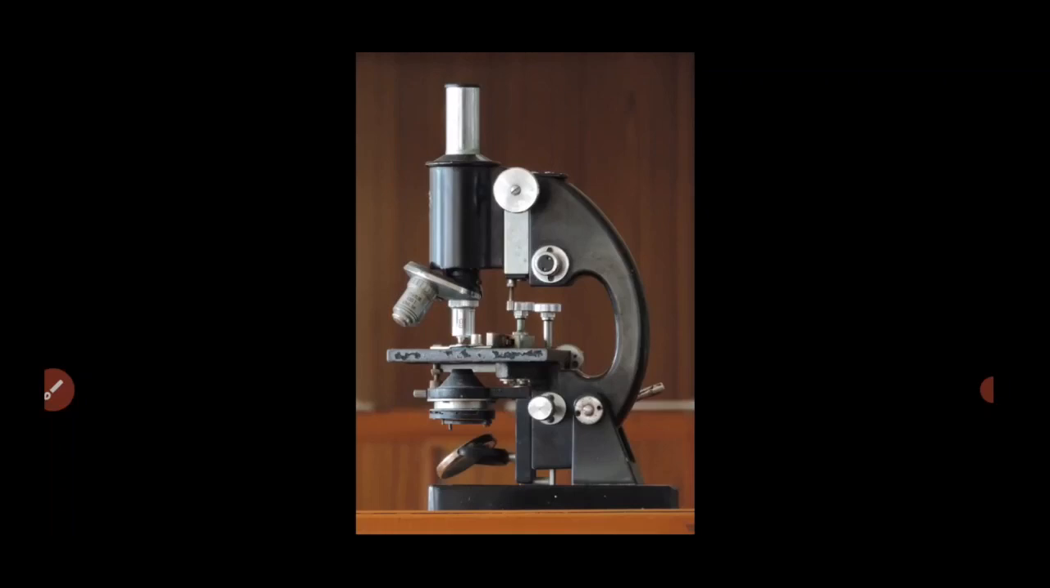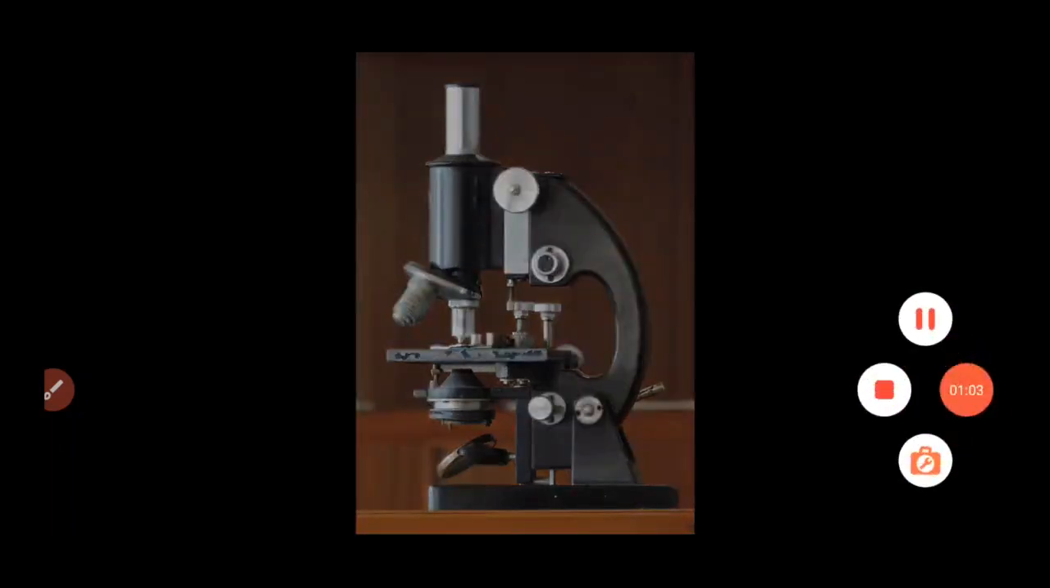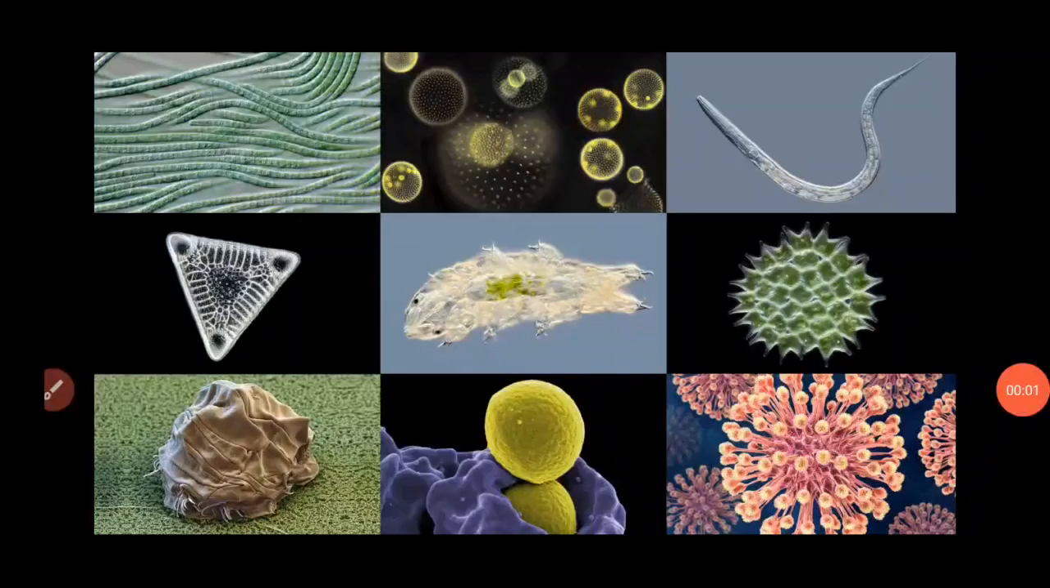Therefore microorganisms are very small in size. They cannot be seen with the naked eye, so they can be seen only with the help of a microscope. Therefore they are also known as microbes. Children, the science that deals with the study of microorganisms is known as microbiology.